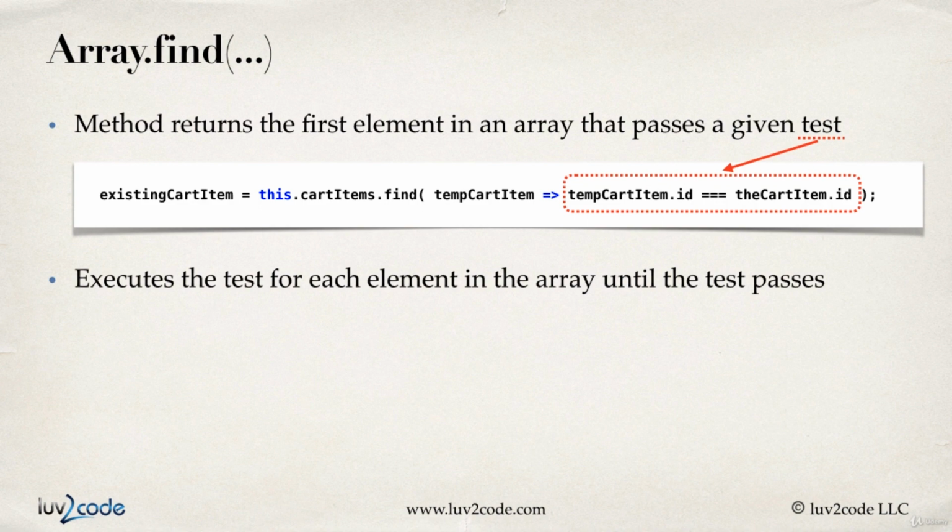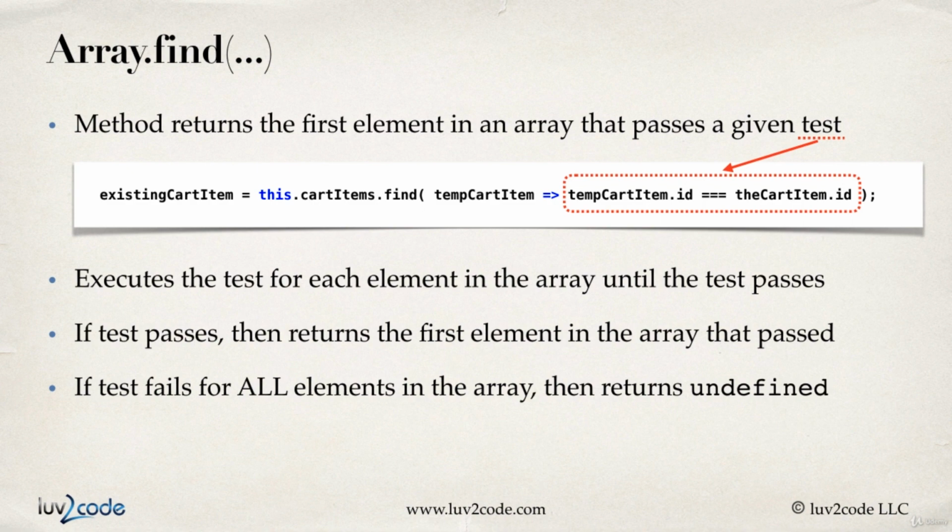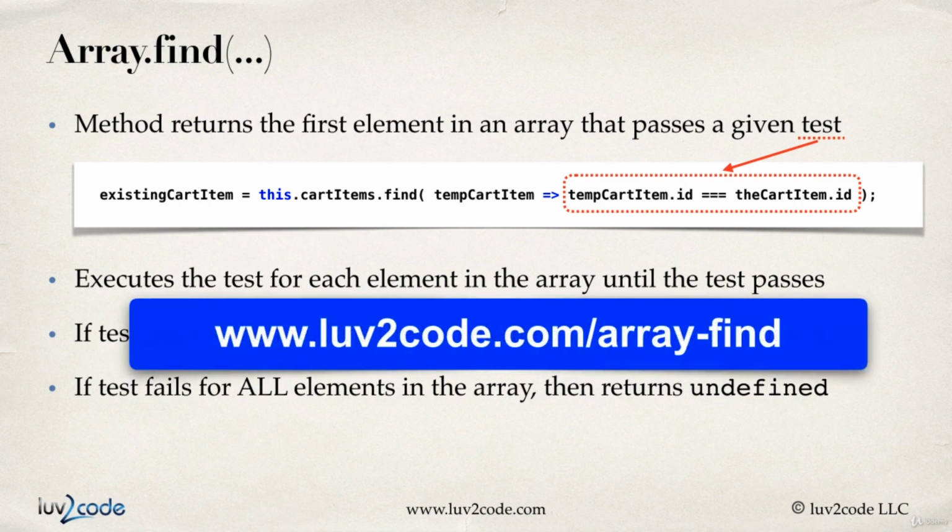So it'll loop through the elements in the background. If the test passes, then it's going to return the first element in the array that passed. If the test fails for all elements in the array, then it's going to return undefined, basically meaning, hey, I couldn't find that element. If you'd like to get more details on this find method, you can go to the website here on the screen. It'll redirect you to the official documentation for the find method.